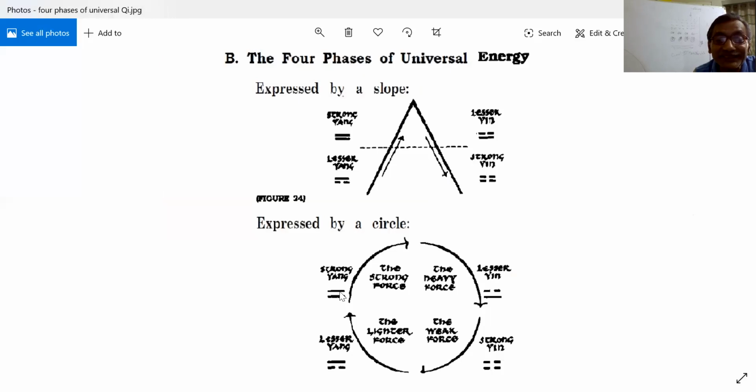These lines you can see, the solid lines and the broken lines. The solid line is yang and the broken line is yin. Here they are not showing all 8. There are 8. The 4 phases of universal energy: wood, fire, metal, water. Right? And this 4 again is divided into 8. That is another kind of a chapter, another kind of a study, which we are not doing.